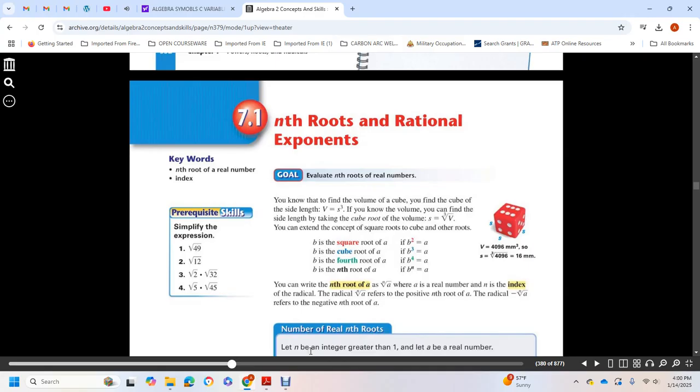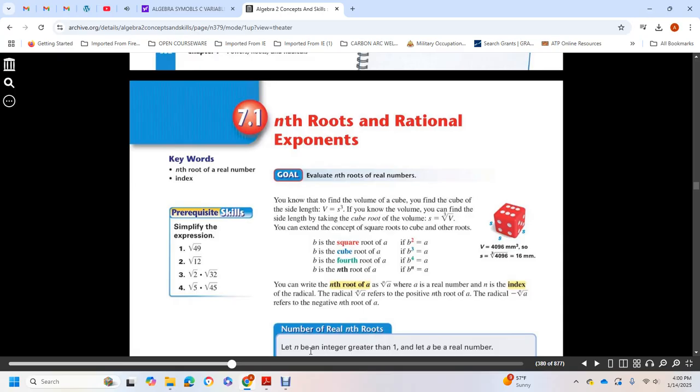You can extend the concepts of square roots to cube roots and other roots. If b is the square root of a, then b to the second is equal to a. If b is the cube root, b to the third is equal to a. For the fourth root, b to the fourth is equal to a. For the nth root, b to the nth is equal to a. You can rewrite this as the nth root of a, where a is a real number.